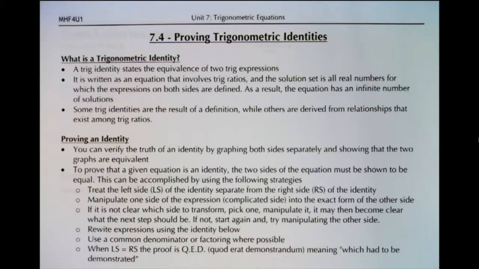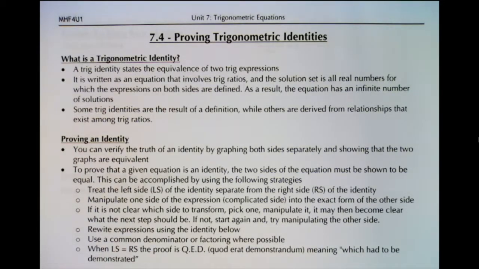In order to prove an identity, you can verify it by graphing both sides of an equation separately, and the graphs should end up on top of each other, so they should be superimposed on top of each other, which means they are identical. To prove it algebraically, you need to use the following strategies.